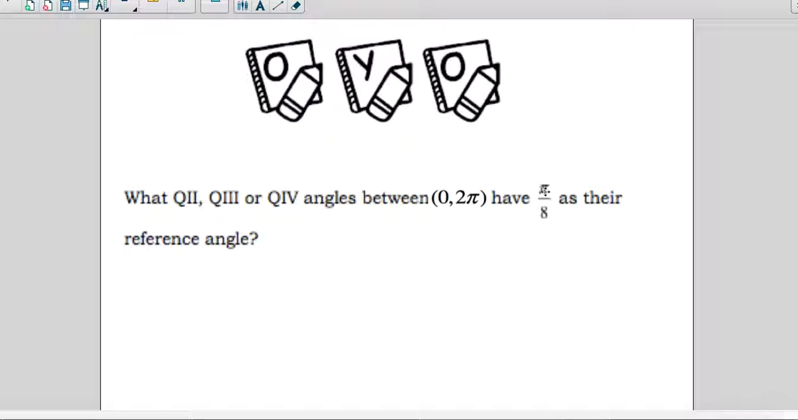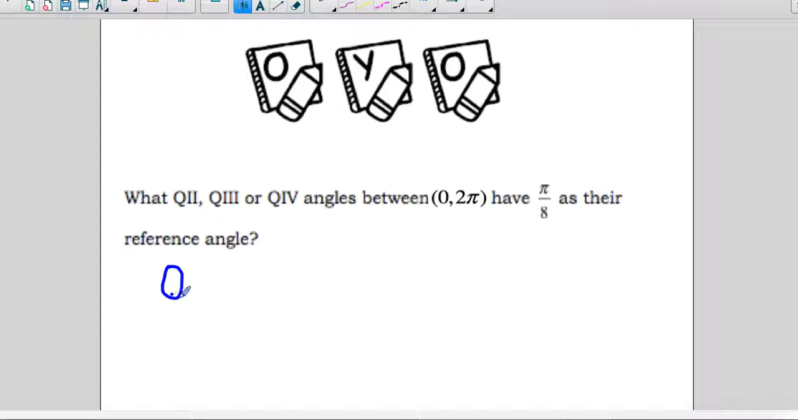I want to know pi over 8 is the reference angle. Find all of the quadrant 2, 3, and 4 angles between 0 and 2 pi that have pi over 8 as its reference angle. Do that, pause the video, and then resume it when you're done.